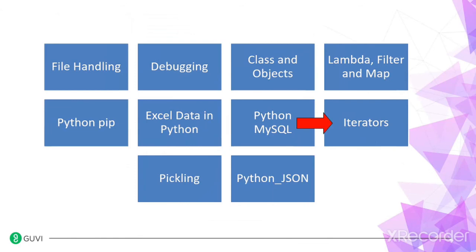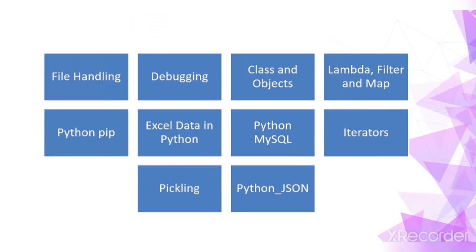Then we'll move on to the last three parts, where the first one will be iterators, where, as the name suggests, lets you iterate over a certain thing, right? So we look at iterations and iterators over there. After which we'll move into pickling, and then finally we'll move into a Python JSON. So JSON, as you know, is a JavaScript oriented notation. So we look at how you can parse a JSON into a Python dictionary or a list. Alright, so that will be everything that we'll be covering in our Python course.